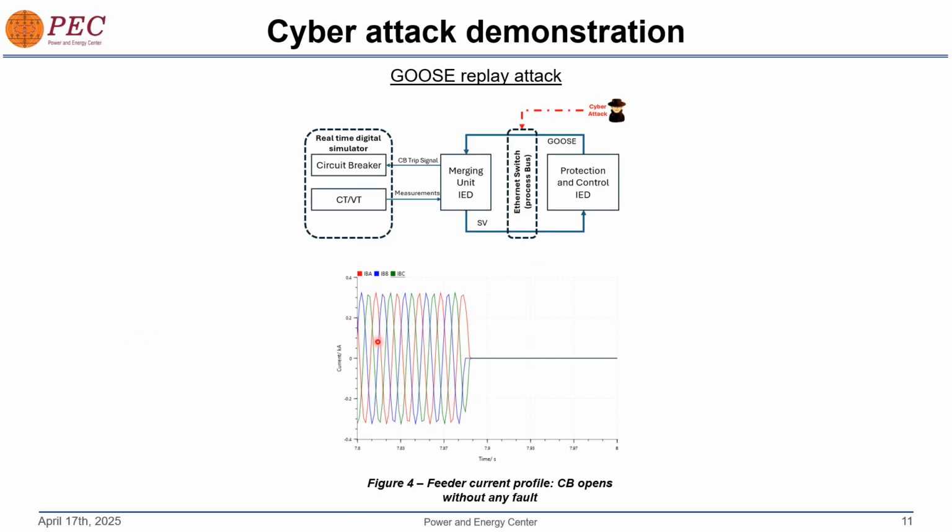So this is the feeder current plot which we have obtained from the RTDS software, and here you can see that the system is experiencing a normal current, without any fault current. You can see the operation of the circuit breaker, and this is purely because of the goose replay attack which we simulated.